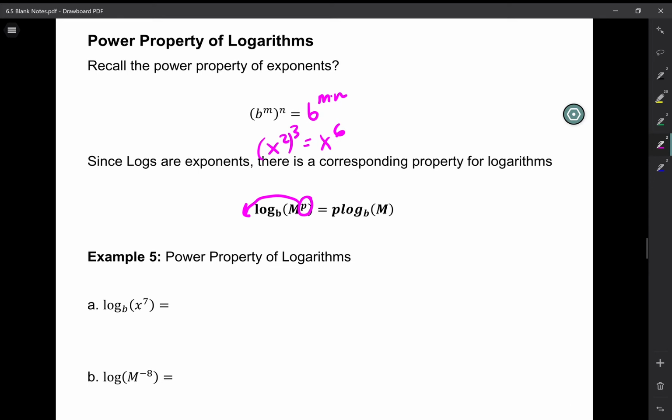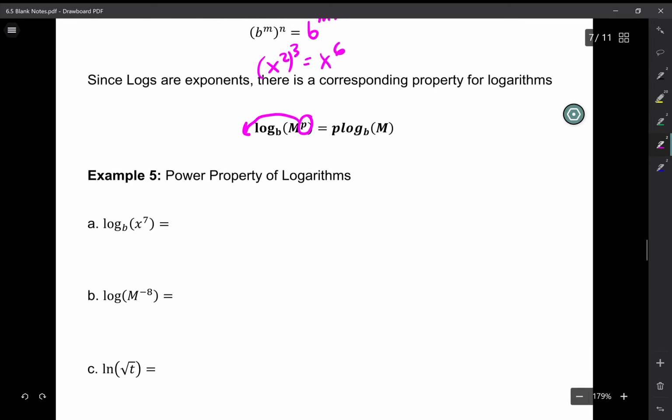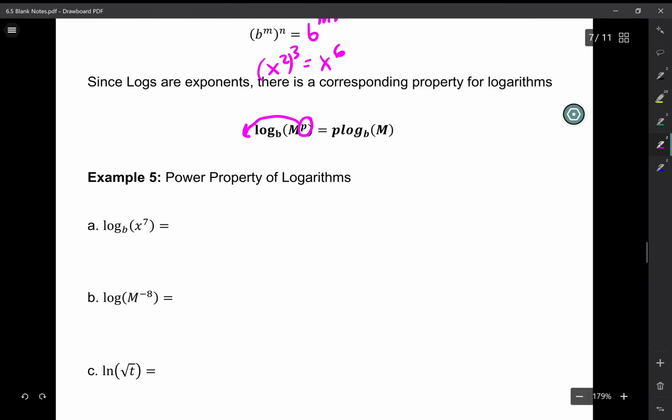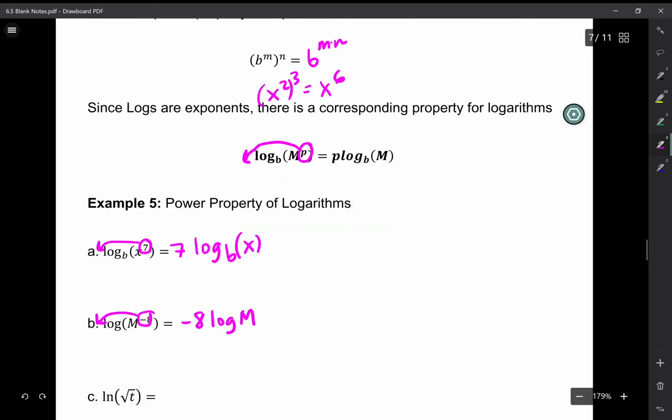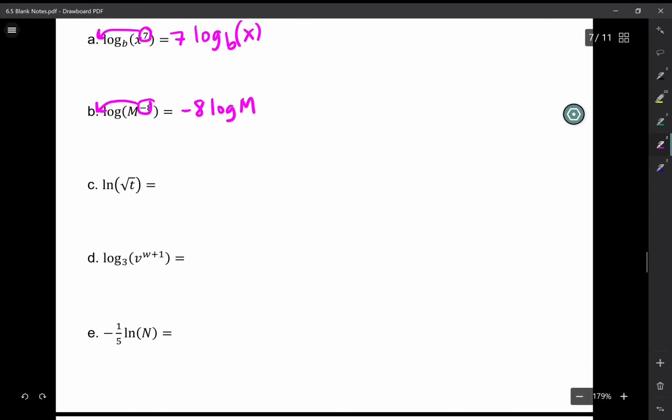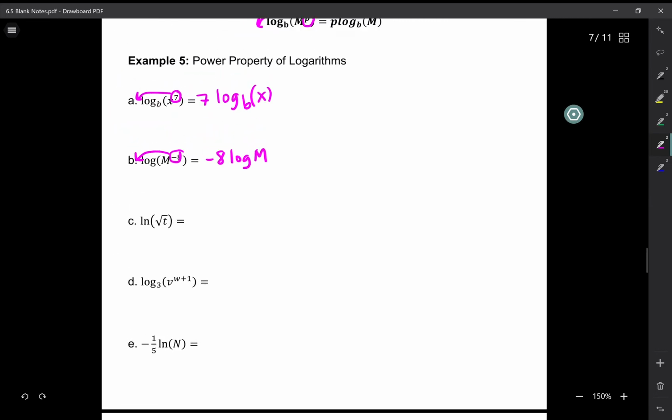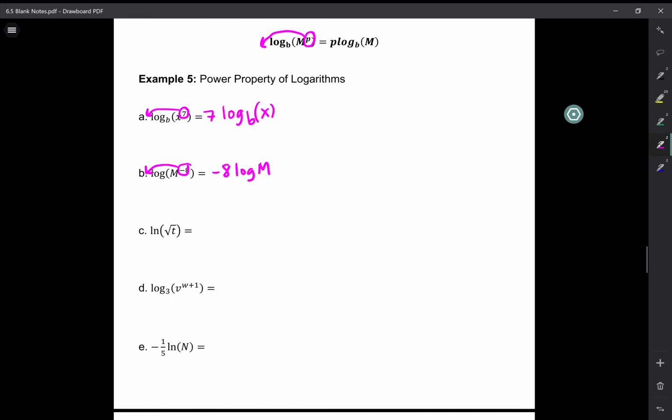Let's practice this with these examples on example 5. Log base b of x to the 7th, the 7 gets to come to the front, and that's 7 times log base b of x. Likewise, even if it's a negative 8, it gets to come out front, and that's negative 8 log of m. This one's a little bit trickier. Why don't you guys pause the video and give the next few a try? Again, E is going to be one of those examples where you work from right to left, and I'll make it a little smaller so we can see the rules at the same time.